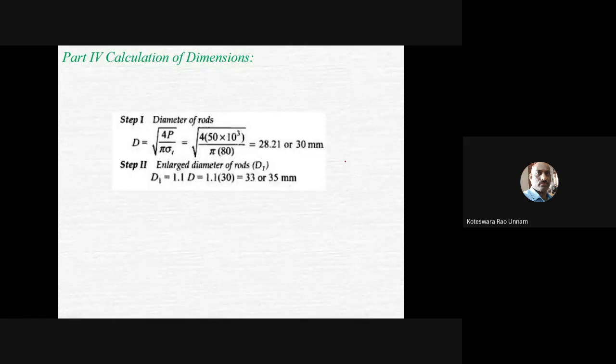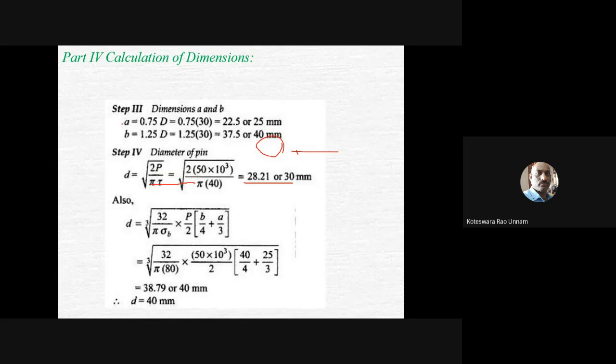So this is the calculation for D, that is the diameter of the rods. From the calculation you got the diameter of the rods as 28.21 mm, which is rounded up to 30 mm. Then D1 is going to be 1.1 D, which comes out as 33, rounded up to 35 mm. Then A is 0.75 D and B is 1.25 D, taken as 25 mm and 40 mm.